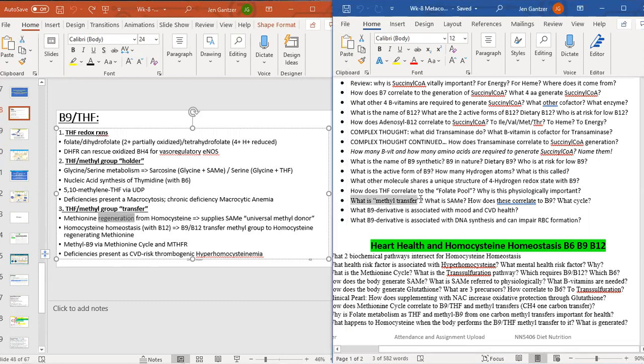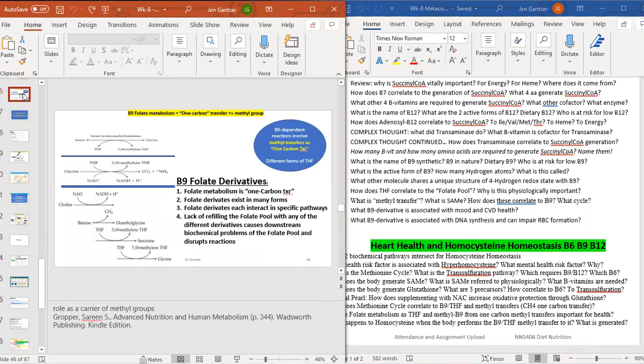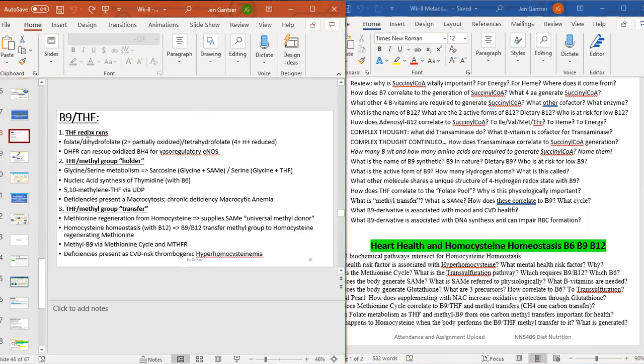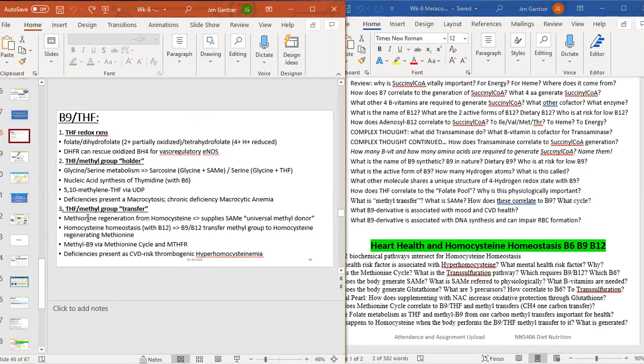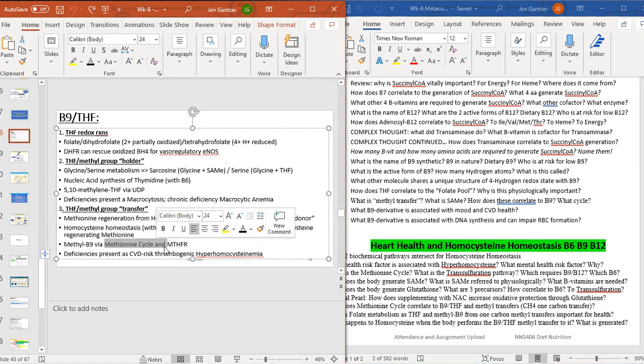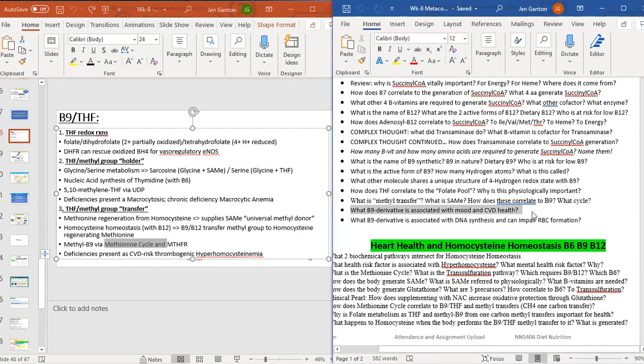So know the word methyl transfers, that 1-carbon transfer. What is SAMe? S-adenosylmethionine. And then how does this correlate to B9? It correlates to B9 because that is one of the vital functional roles that it's going to involve. And the cycle is the methionine cycle. It's called the methionine cycle, and we learn that in detail in the next segment. So B9 is directly correlated with mood because of the methionine cycle.